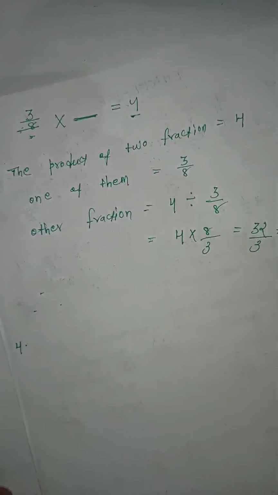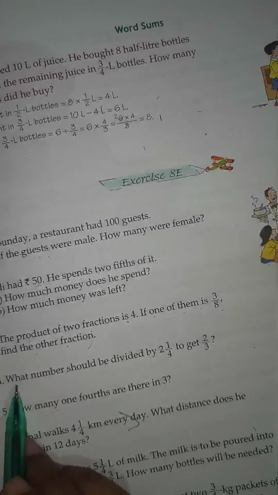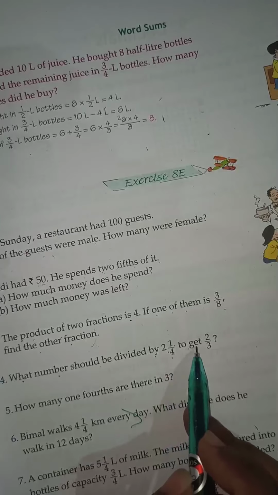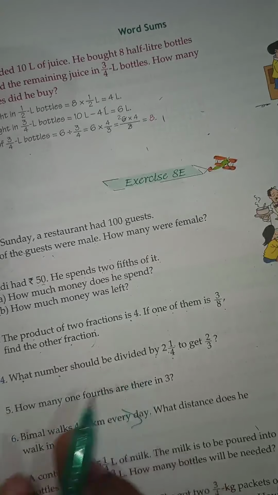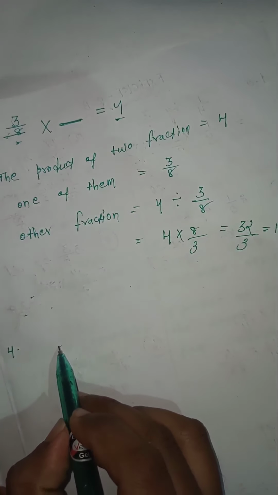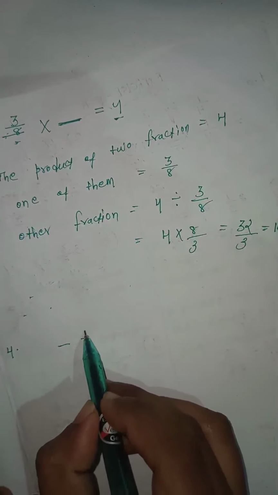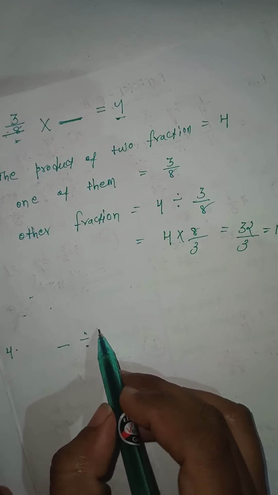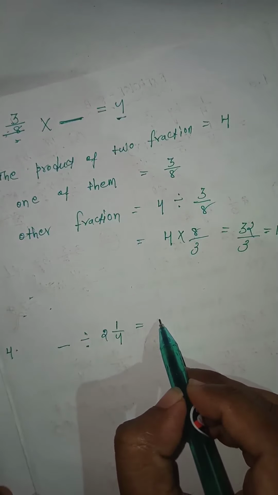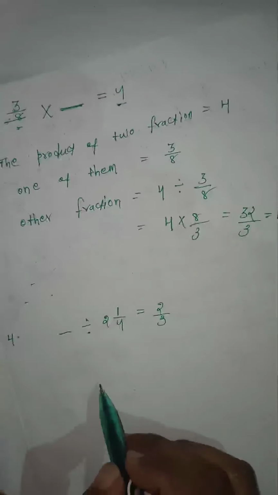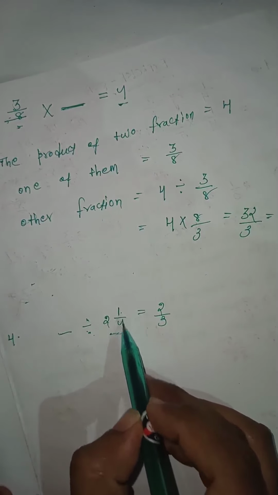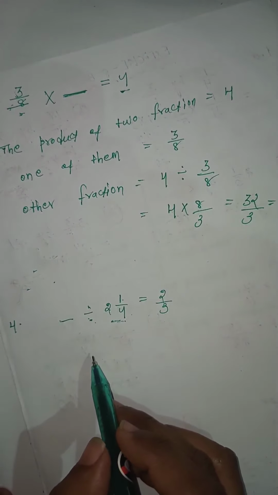Question number 4: what number should be divided by 2 whole 1 by 4 to get 2 by 3? So we can write this: what number should be divided by 2 whole 1 by 4, then we will get 2 by 3.